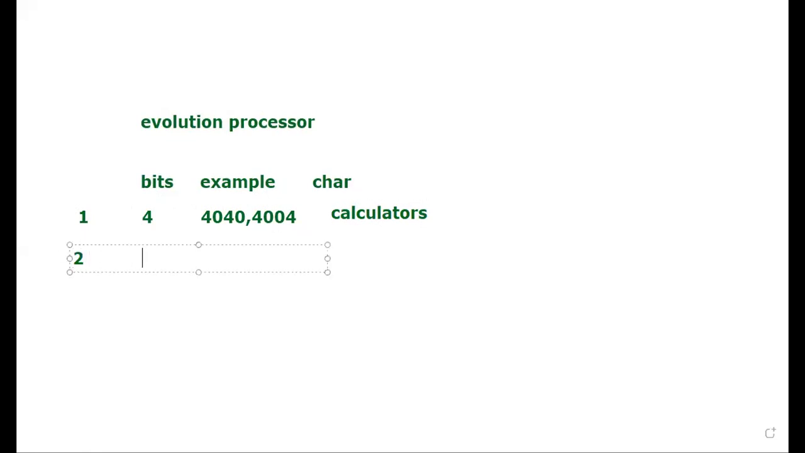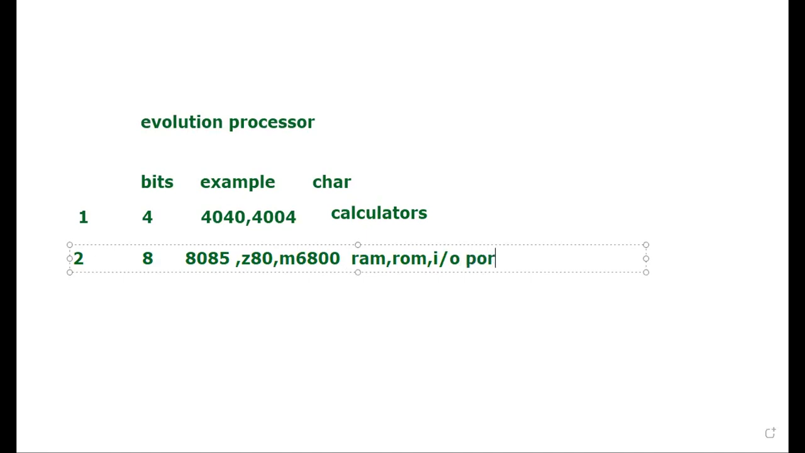Then the second generation microprocessors, the number of bits were 8: 8080, 8085, Zilog's Z80, and त्याच्यानंतर Motorola's 6800. All these are examples of 8-bit microprocessors. 8008, 8080, all these were Intel's microprocessors. Basically the concepts of RAM, ROM, IO ports, and clock were there in this second generation. So those concepts were introduced.